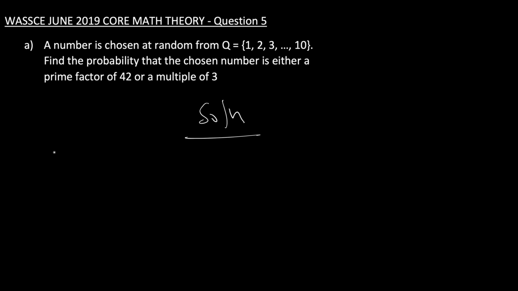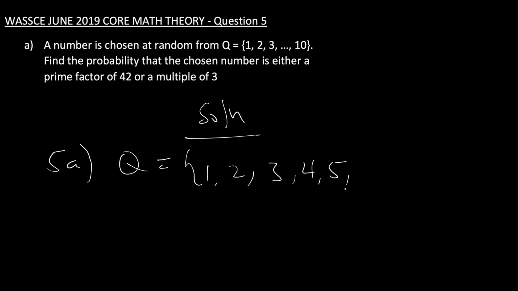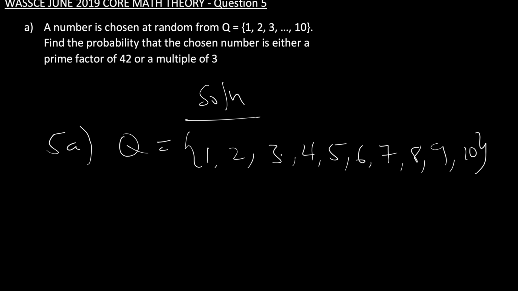So solution for question 5a. We have our Q, which is equal to 1, 2, 3, 4, 5, 6, 7, 8, 9, 10. Okay, so we are asked to find the probability that the chosen number is either a prime factor of 42 or a multiple of 3.